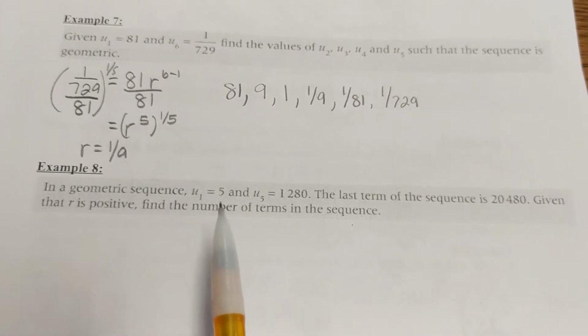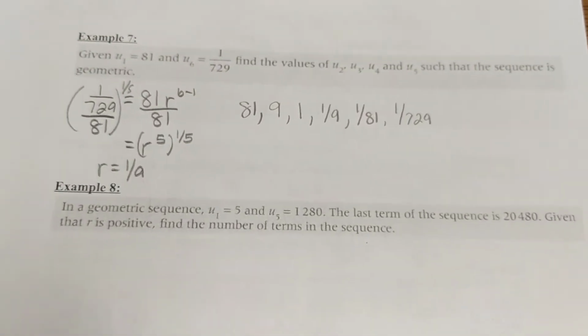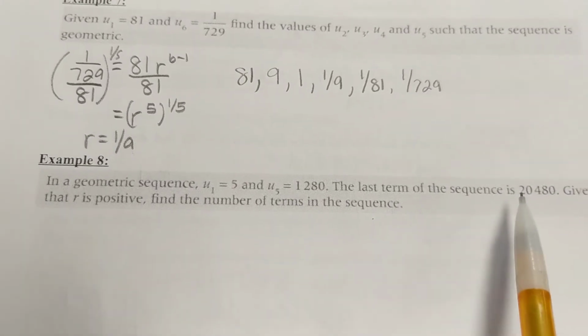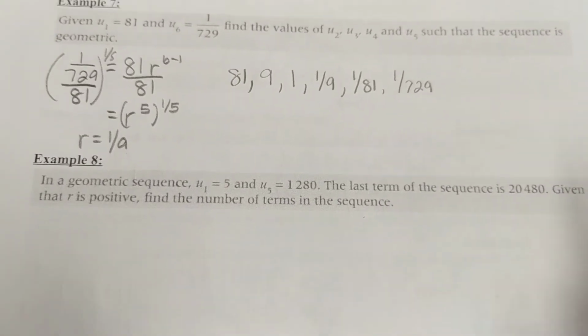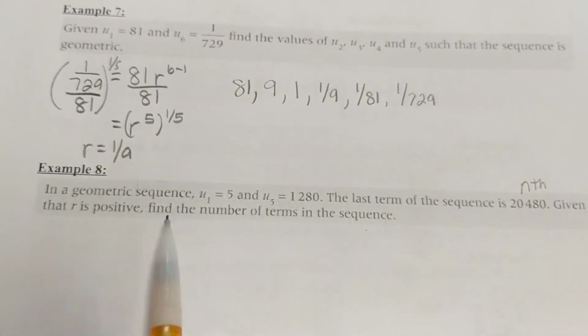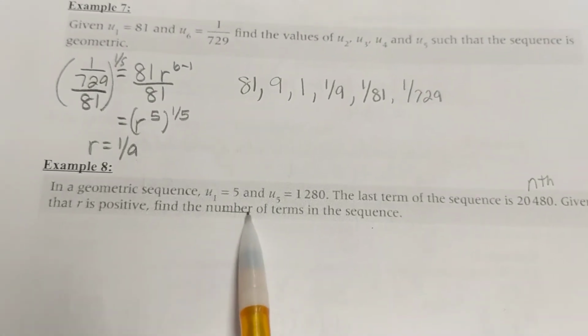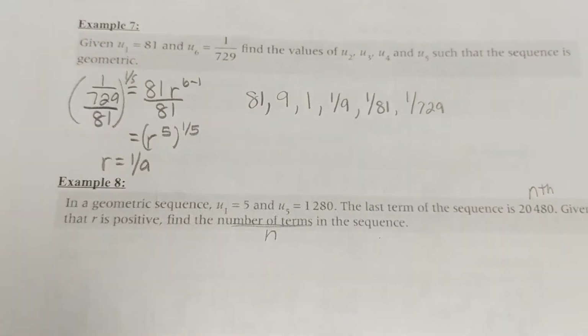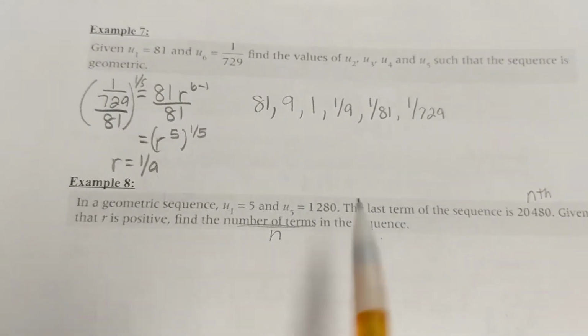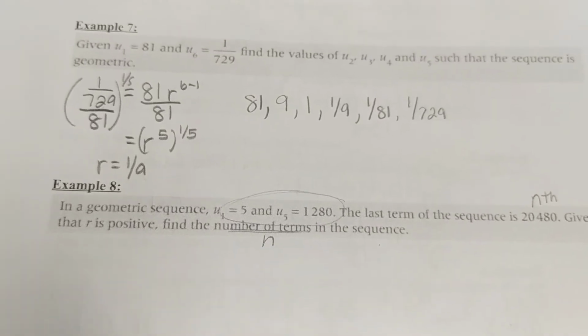Example 8 is very similar to one we've already done. They gave us the 5th term and the first term, and they tell me the last term. This is now my nth term. Given that r is positive, we need to find the number of terms. We're trying to find n. That gives me this as the nth term. So first I need to use this information here.